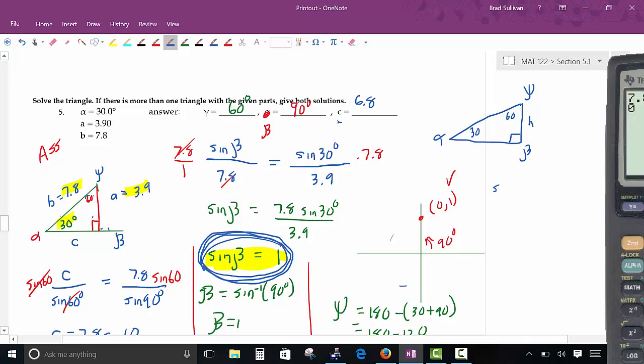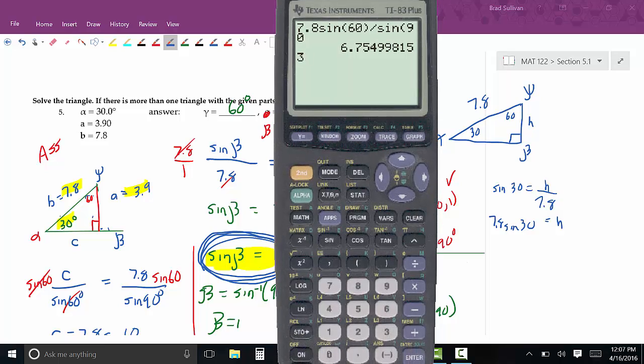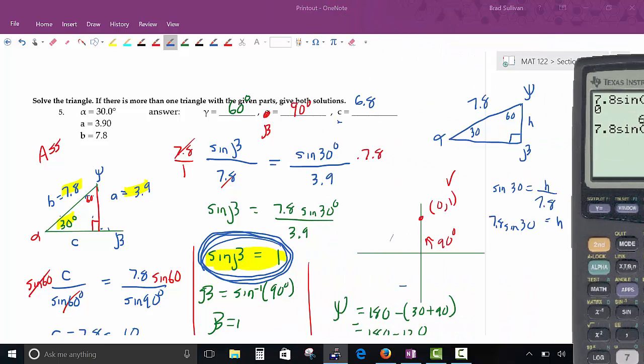So to find the height of the triangle, we'd do sine of 30 equals side opposite, which is H, over the hypotenuse, which was given as 7.8. So H is going to be equal to 7.8 sine 30. Let me show you what that gives. So I've got 7.8 times the sine of 30, and that gives 3.9. So H is about 3.9.